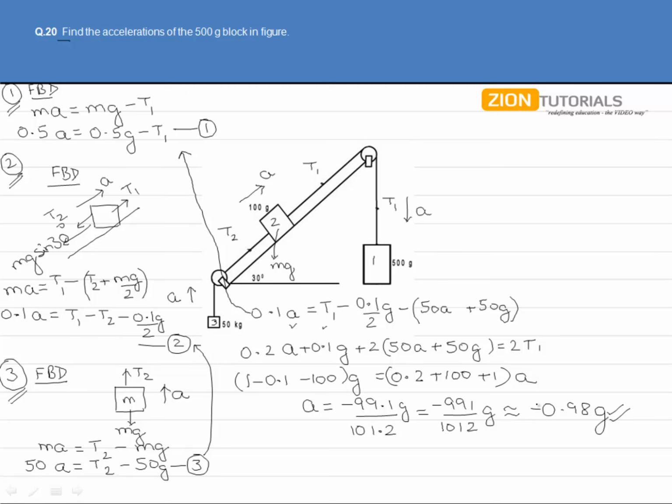Since this is coming with a negative sign, we can say that the block of 500 grams is actually moving upward with this acceleration. Now in this question, they have given the masses in kg, while two masses have been given in grams. So don't forget to convert all the masses into the SI system. Also, we have assumed these surfaces to be frictionless.